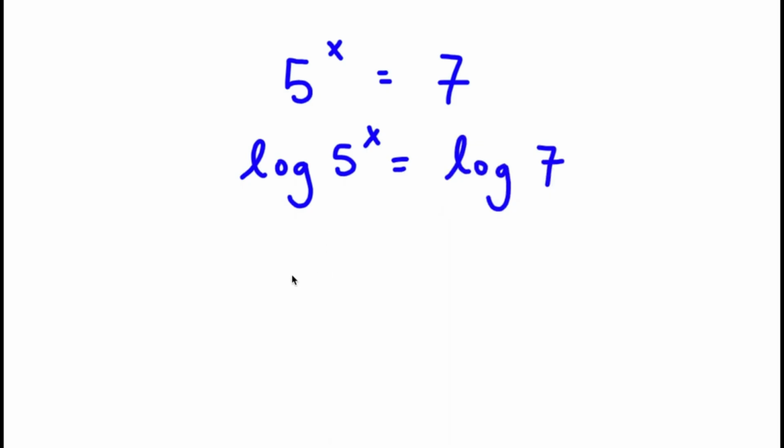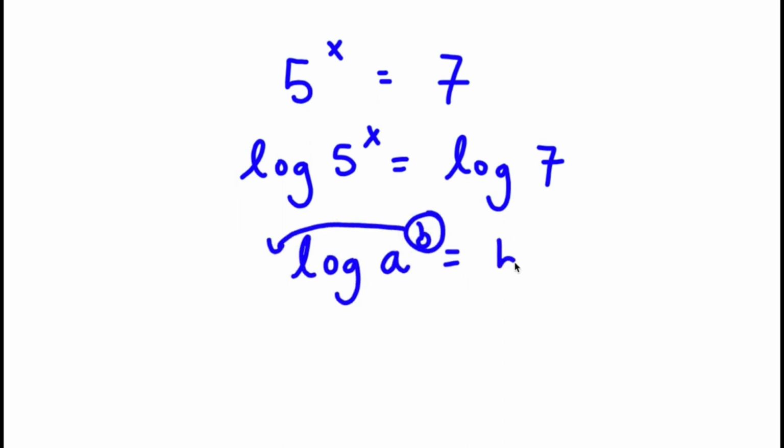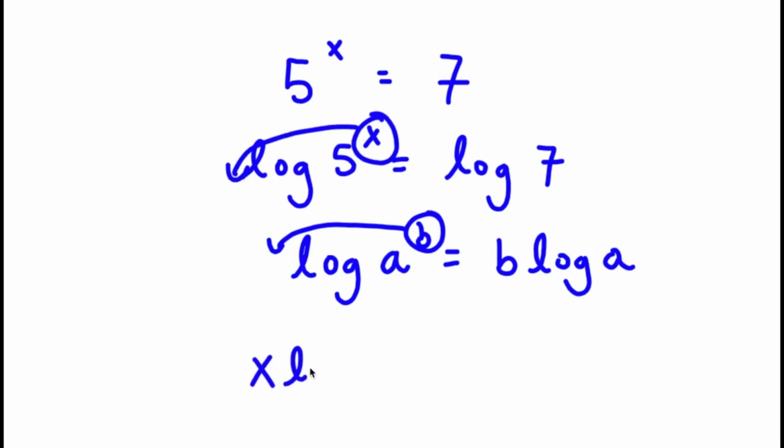Now if I have something in the form log a to the power of b, I can simply move this exponent b to the front. So this is going to equal b times log a. So in this case, I have log 5 to the power of x, so I can move x to the front. So now I'm going to have x times log 5 is equal to log 7.